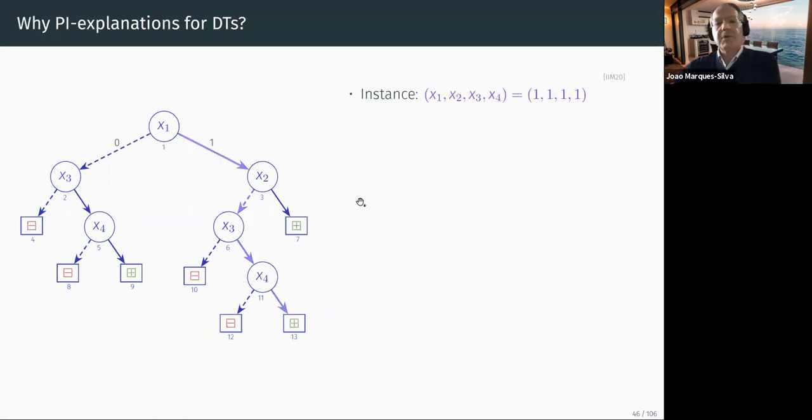Suppose you have this instance. This is a decision tree for some function, which we don't know, the function itself is a black box. And we consider the input all ones. So the path in the decision tree is highlighted here. The prediction is plus.